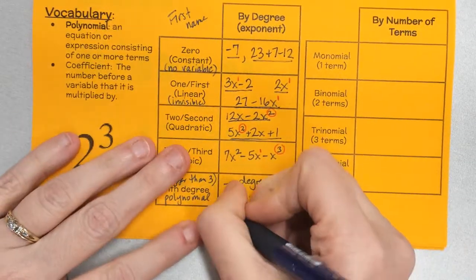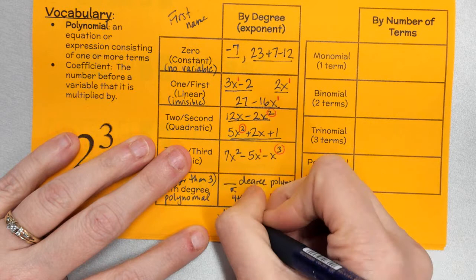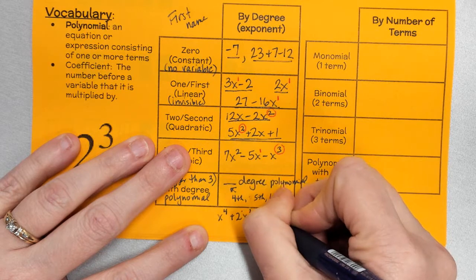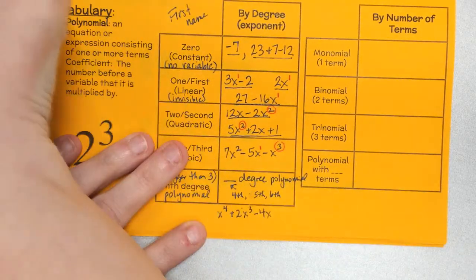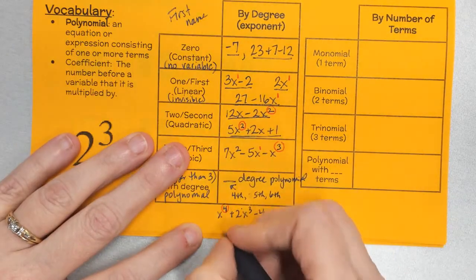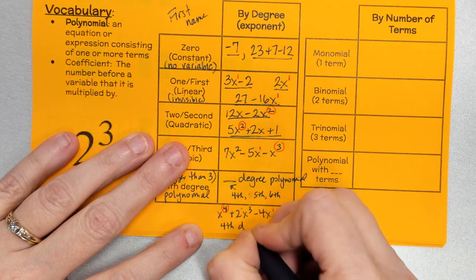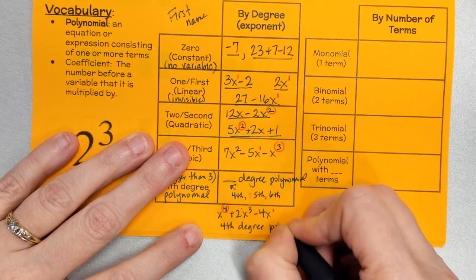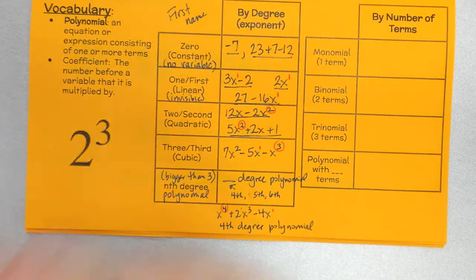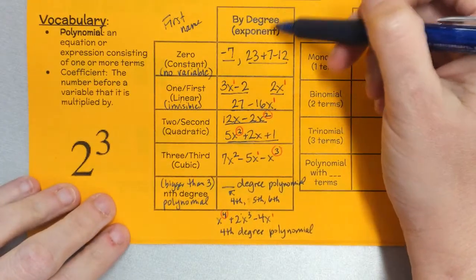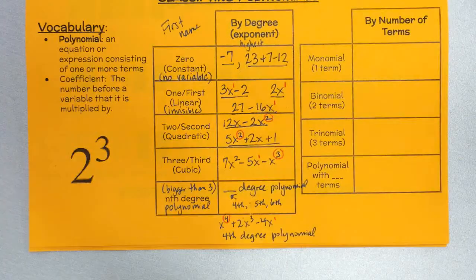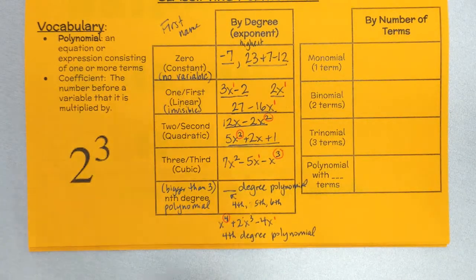So, for example, if you saw this, x to the fourth plus 2x to the third minus 4x, okay, we have our invisible here. The highest number we see is 4, so we would call this a fourth degree polynomial. Okay? So that's our first name. Our first name has to do with degree. And again, degree is the highest exponent. Not just an exponent, the highest exponent that you see. All right?